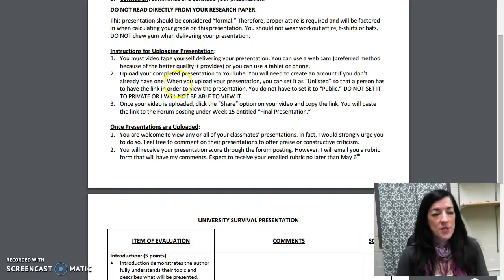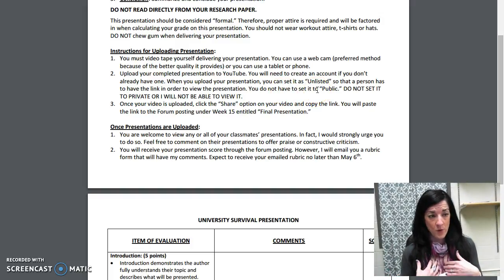I've got your instructions here for uploading. You are going to need to upload this video to YouTube. If you don't have a YouTube account, you need to go create one. When you upload the presentation, you can set it to unlisted so that only the person who has a link can view it. You don't have to set it to public, but you cannot set it to private or nobody, including myself, will be able to view it, okay?